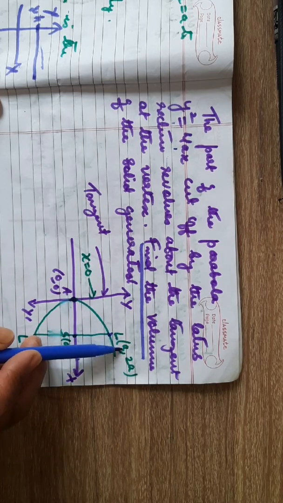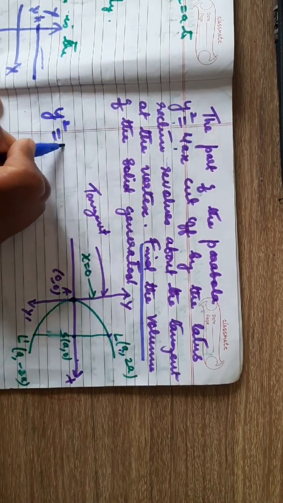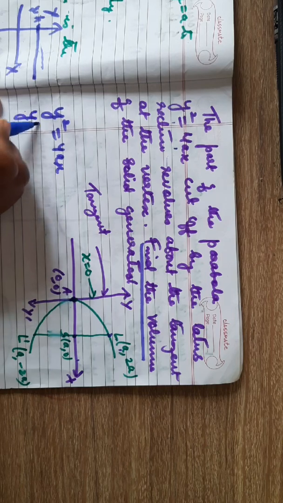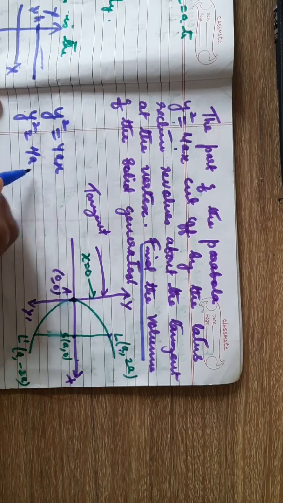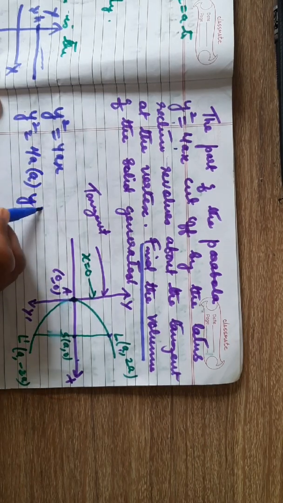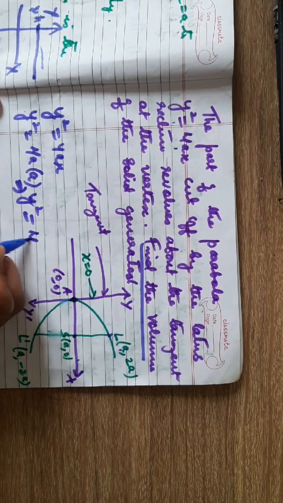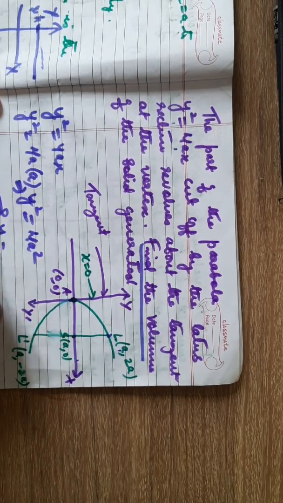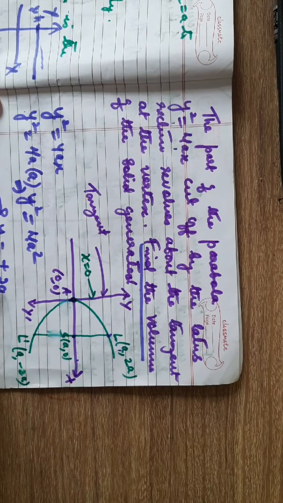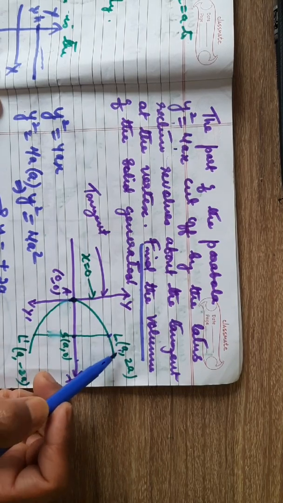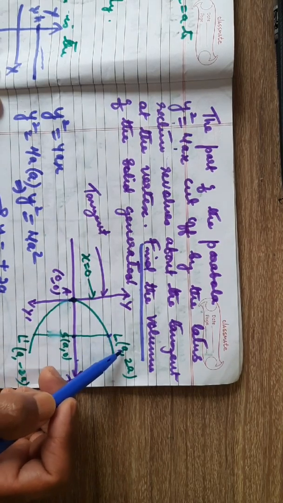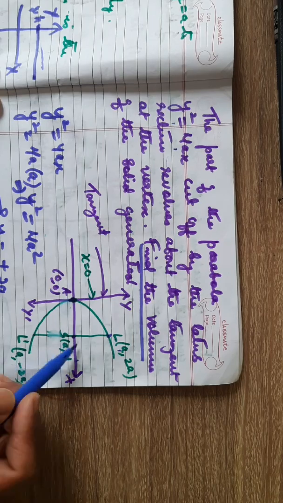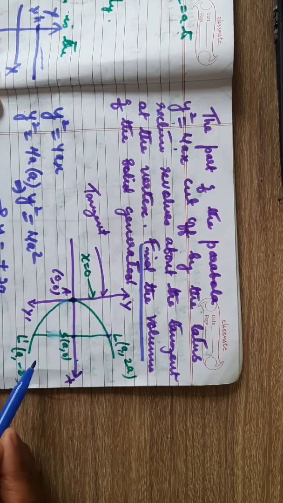So you just substitute a. We have y square is equal to 4ax. So y square is equal to 4a at x is equal to a. So it implies that y square is equal to 4a square, and this implies that y is equal to plus or minus 2a. So plus 2a will be the coordinate of y at point L, and then minus 2a will be this one which lies below the x-axis.